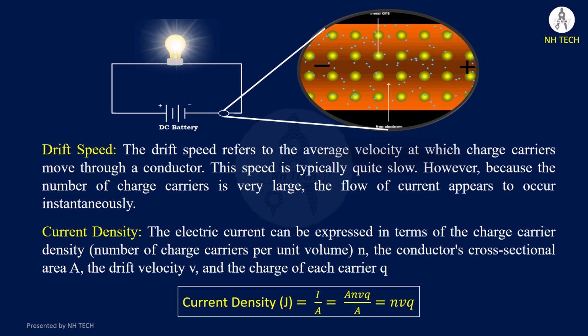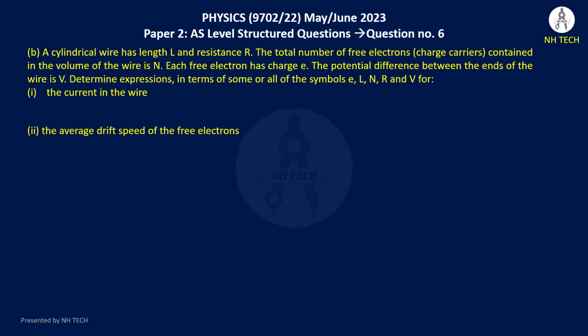Despite this random motion, their net movement in a specific direction is zero. When a potential difference is applied, it causes the electrons to move in a specific direction. This average velocity with which electrons drift under the influence of an electric field is called drift speed. On the other hand, current density is defined as the ratio of electric current to the cross-sectional area through which the current flows.